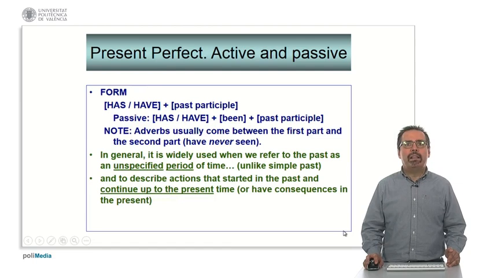We will move on now to present perfect in the active and passive meanings. The form is with the verb have, plus the past participle of the verb. In the passive, we have exactly the same plus the past participle. And we have to know that adverbs usually come between the first part and the second part. For example, have never seen, have always seen, etc.